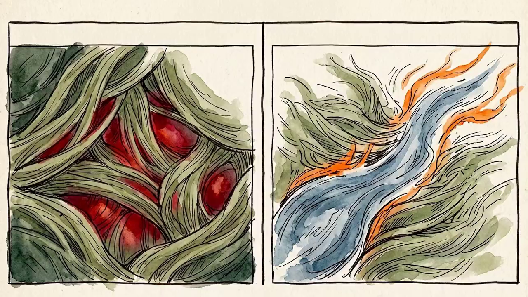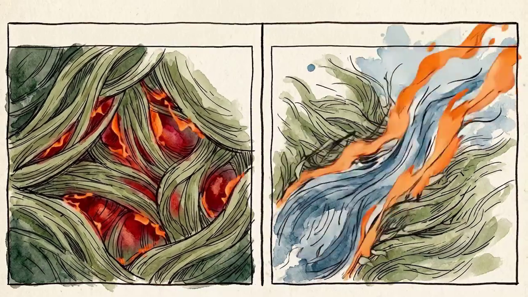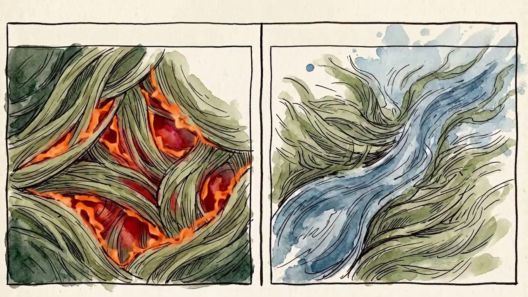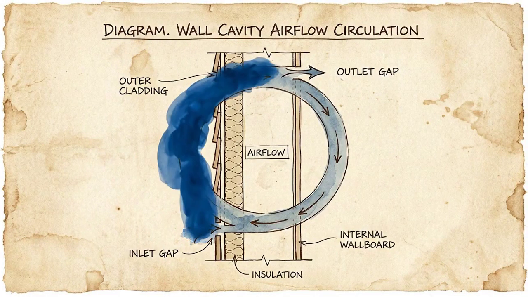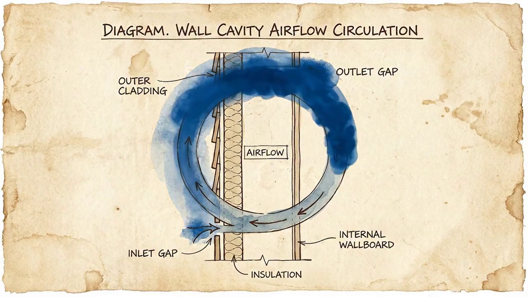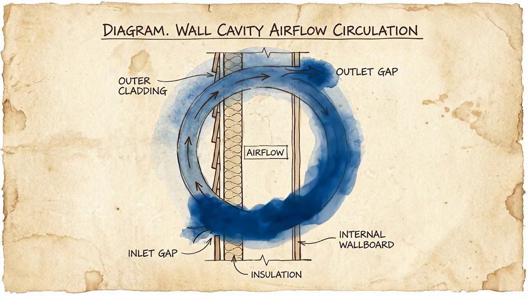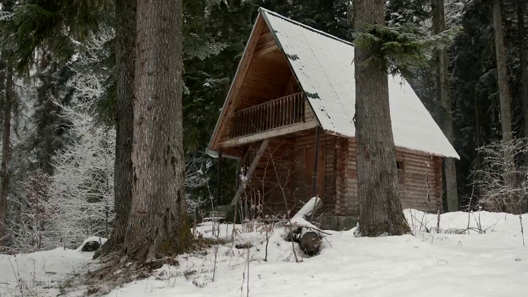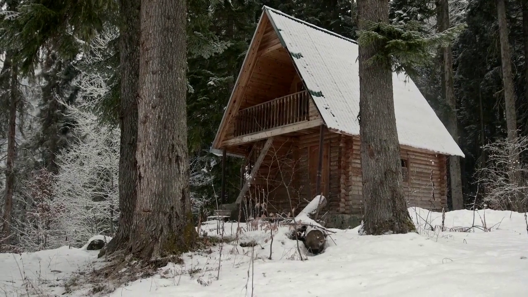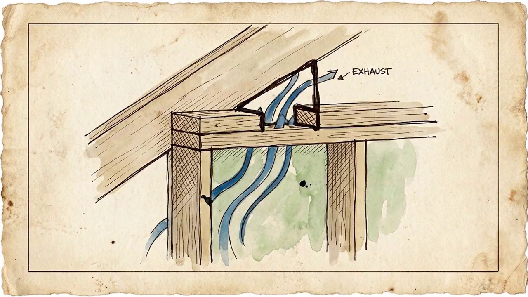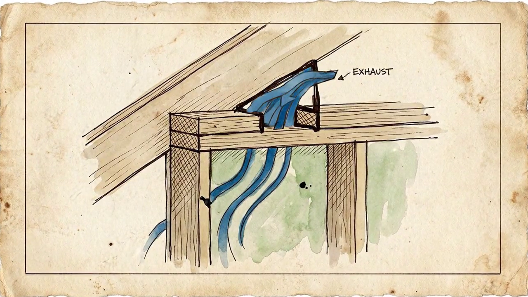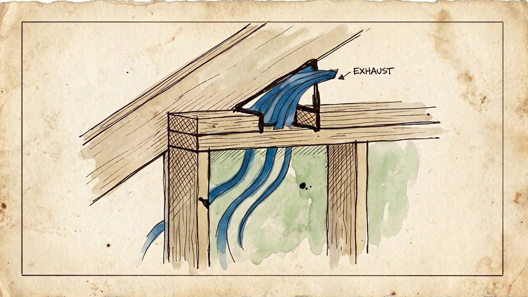Moving air transfers heat faster than still air, regardless of the insulation around it. A wall cavity with a small air leak at the bottom and a small air leak at the top becomes a convection loop. Cold outdoor air enters at the bottom, warms slightly as it rises through the insulation, and exits at the top. The insulation does not stop this.